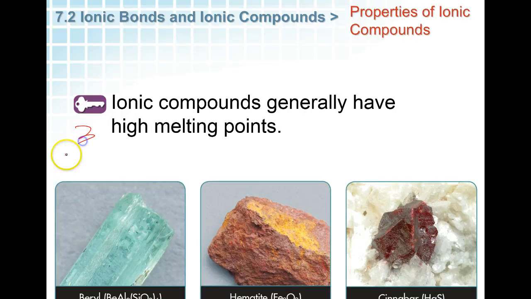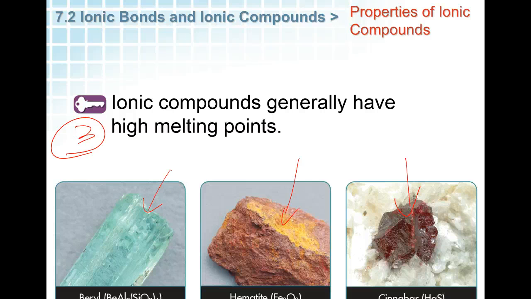So main point number 3, ionic compounds generally have high melting points. So you're looking at all of these things in crystal form, and I want you to imagine a piece of ice. These crystals that you're seeing are the same thing as ice. If we get these hot enough, they would melt, which is kind of a weird thing to think.